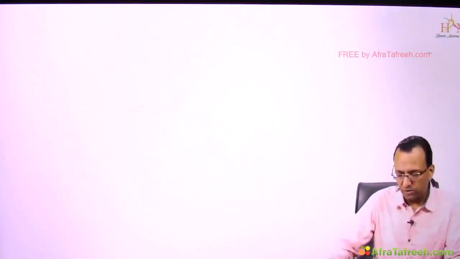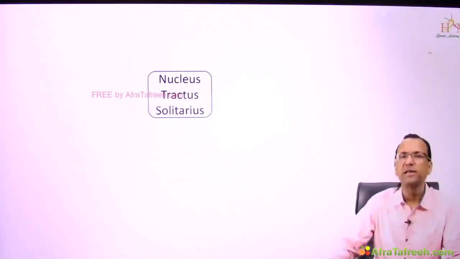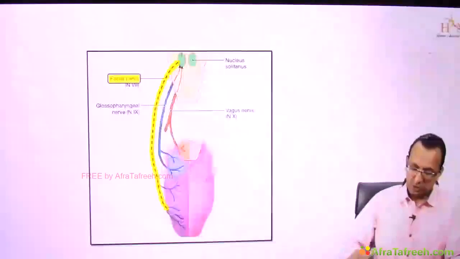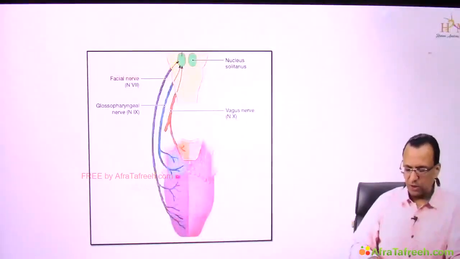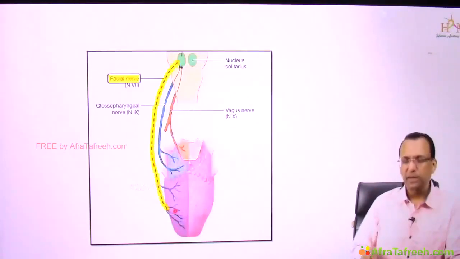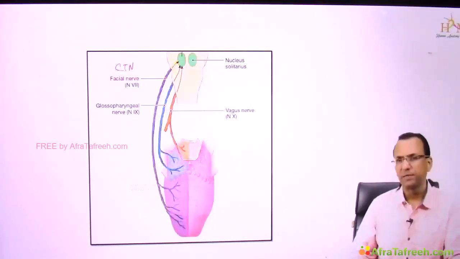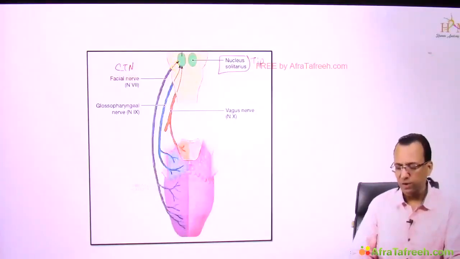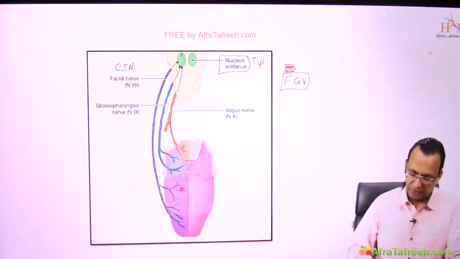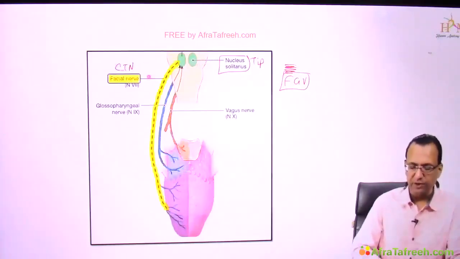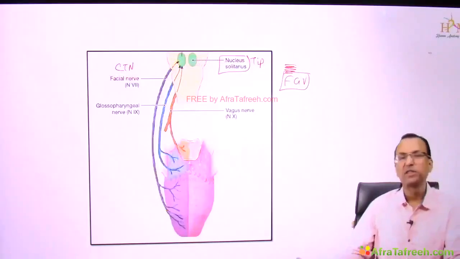Now we are moving further to talk about the nucleus tractus solitarius. Actually, it is a revision only. We have discussed some details, so we'll add on to that. When you are talking about the anterior 2/3 of the tongue, the taste sensation is carried by the chorda tympani nerve, branch of the facial nerve, towards the tip of the nucleus tractus solitarius. You know FGV nerve? This is F. So taste sensation from the anterior 2/3 of the tongue is carried by F, the facial nerve, chorda tympani nerve, to the tip of the nucleus tractus solitarius.